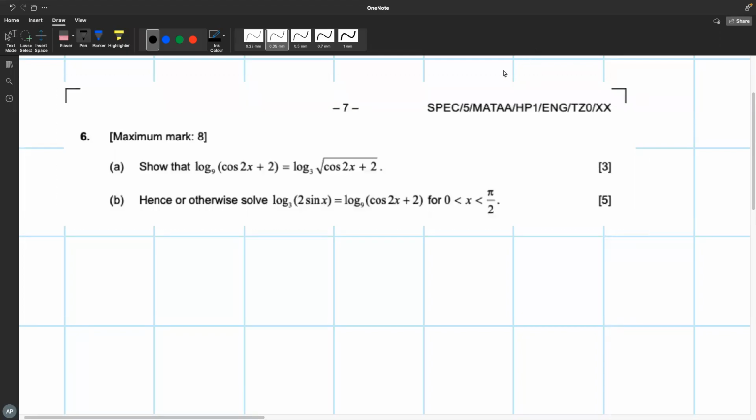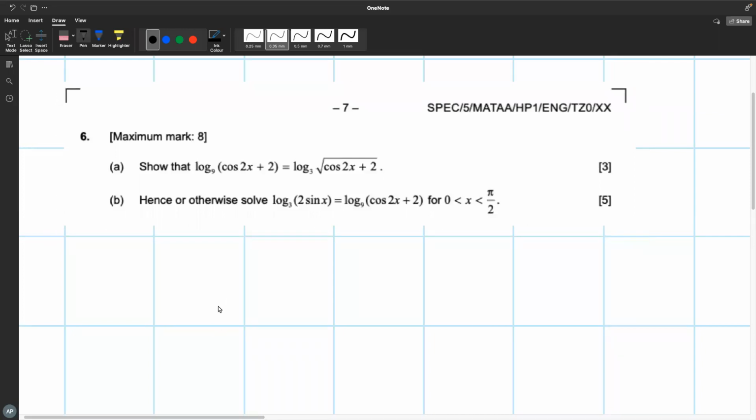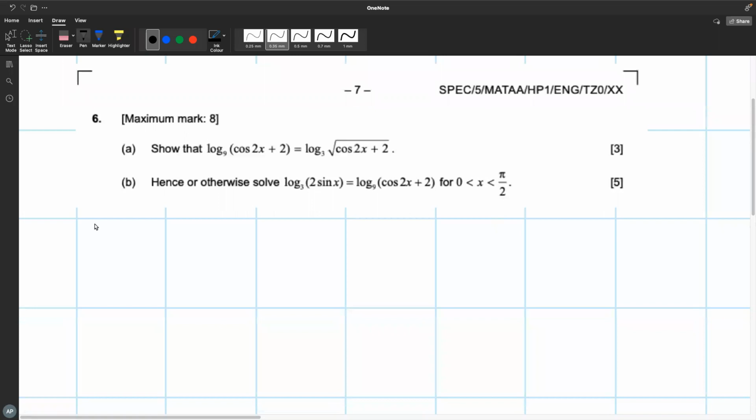In this video, we'll show you how you solve this question you see in front of you. This is taken from a specimen paper, and it is worth 8 marks overall. So on average, you should be spending about 8 minutes solving this question. So let's dive straight into it.